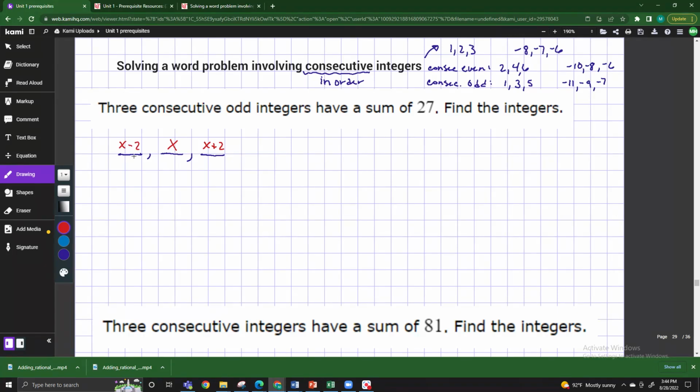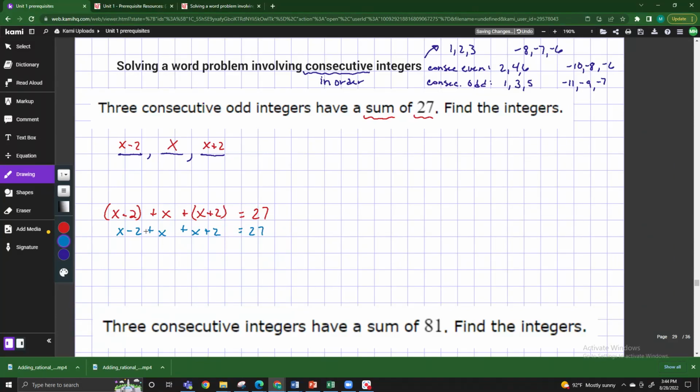And now they have a sum, so I'm going to add them all together, and it's going to equal 27. So this is my first number, x minus 2, plus x, my middle number, plus x plus 2. All of that has to equal 27. Now, when you see a shortcut, you're welcome to use it. However, we're going to still look at all the different things. I don't need these parentheses because there's nothing in front of it. So what I have is x minus 2 plus x plus x plus 2 equals 27.